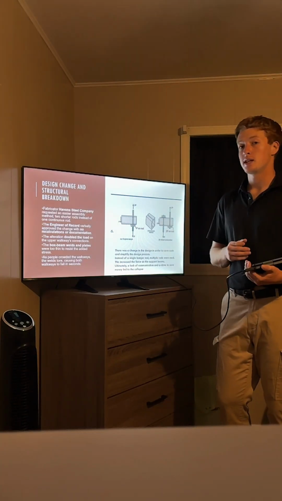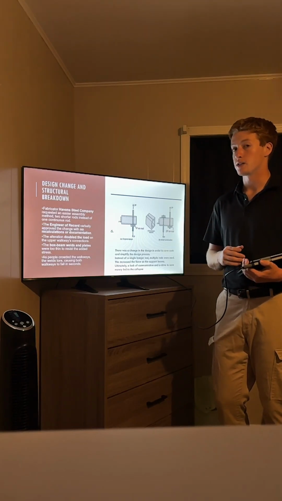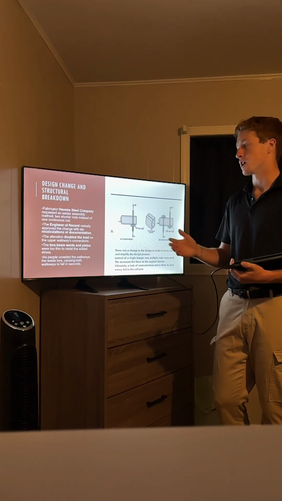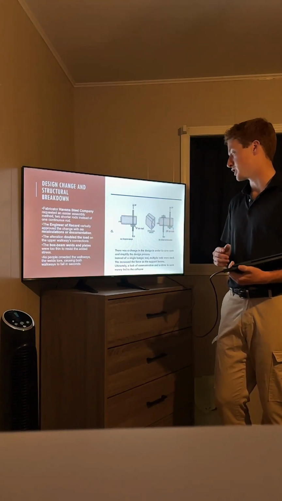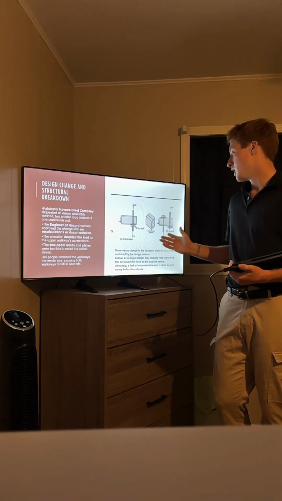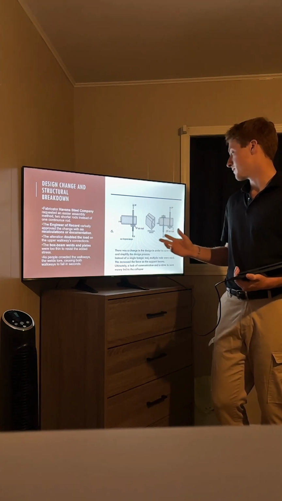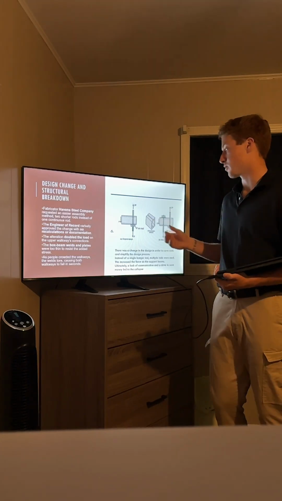The change was made in order to save costs and simplify the design process, which ultimately led to the failure, because the engineer of record did not recalculate and had no documentation. Instead of a single hanger rod, multiple were used, which increased the force on the support beams. Ultimately, a lack of communication and a drive to save money led to the collapse of this walkway.